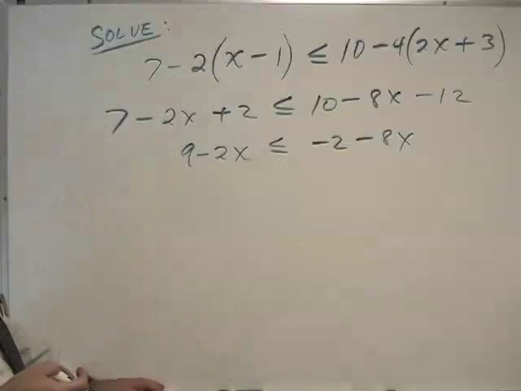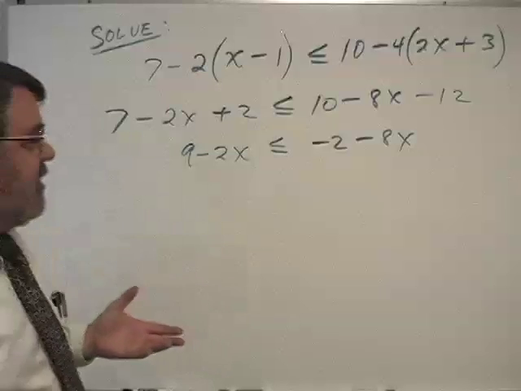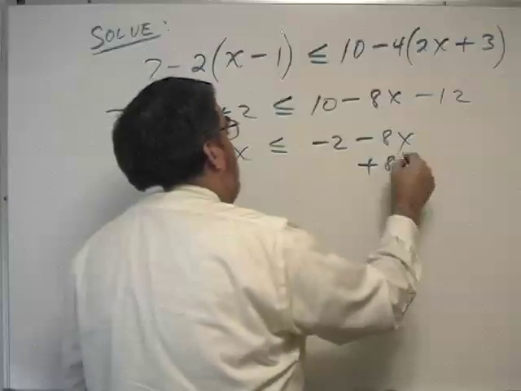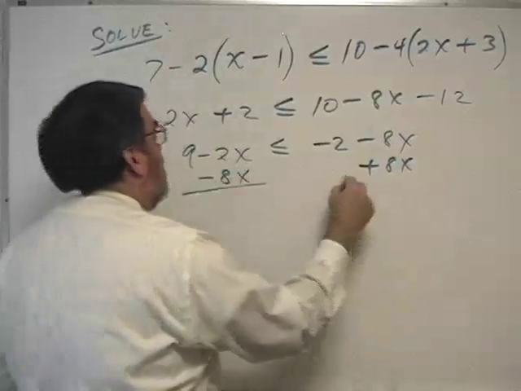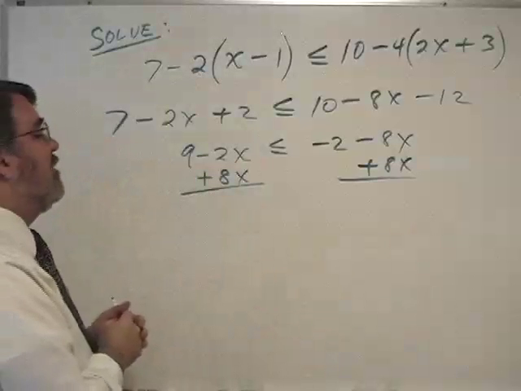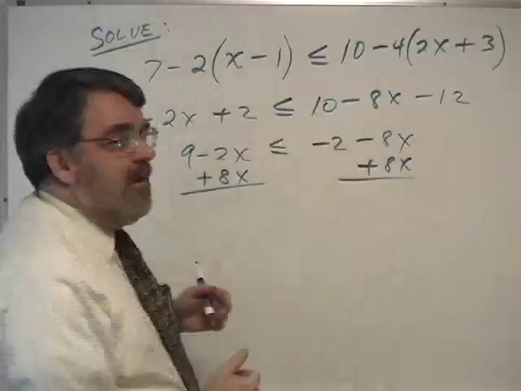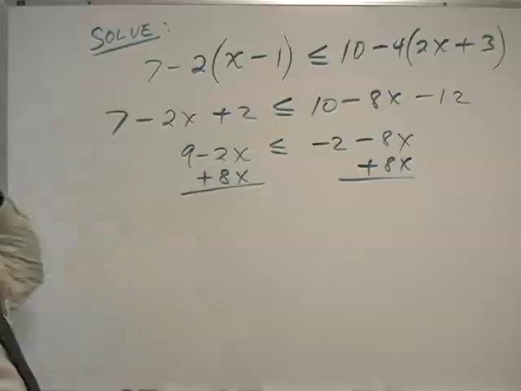All right, so at this point, the only way to really make progress is to start moving things from one side to the other. So I'm going to add 8x to both sides to bring x's to all the one side. So I'm adding 8x in order to cancel that negative 8x. And, whoops, they both have to be plus. And notice I have a plus 8x on both sides of the inequality. And that's to keep it in balance.